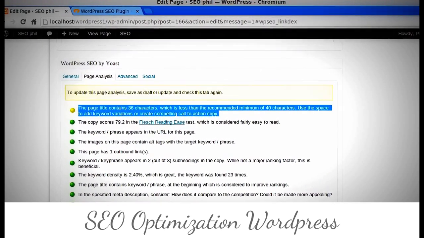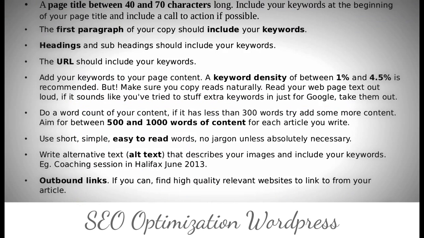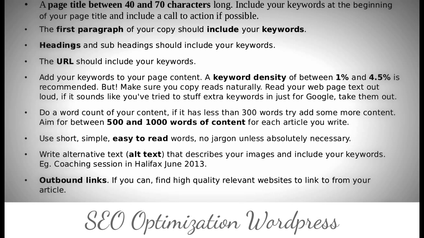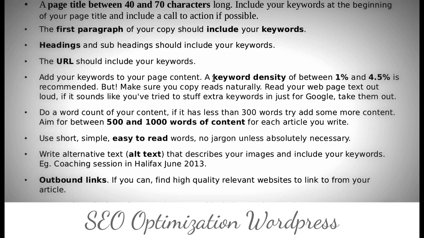Now I've made a little script that you can read, and this is just the things you need to do. You need a page title between 40 and 70 characters. You need to put your keywords in the first paragraph of your page. You need to put your keywords in the headings, and put your keywords in the URL. Your keyword density must be between 1% and 4% of your content. So for every 100 words, you want between 1 and 4 of your keywords. Well, you want to insert your keywords 1% of the content.